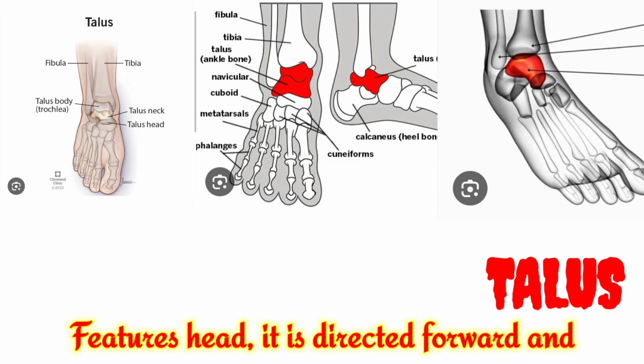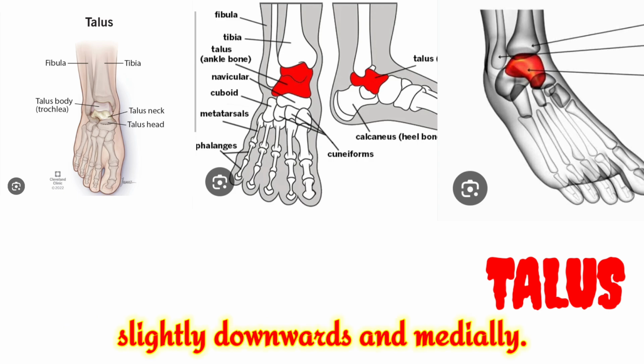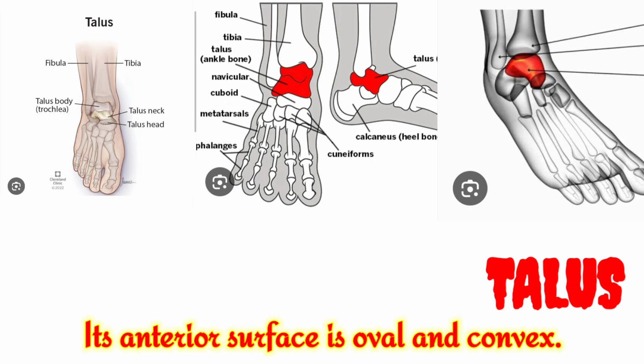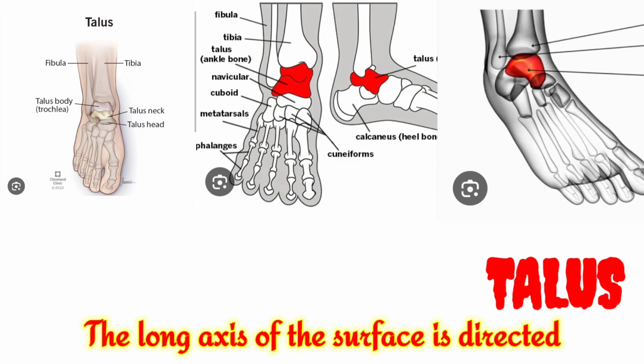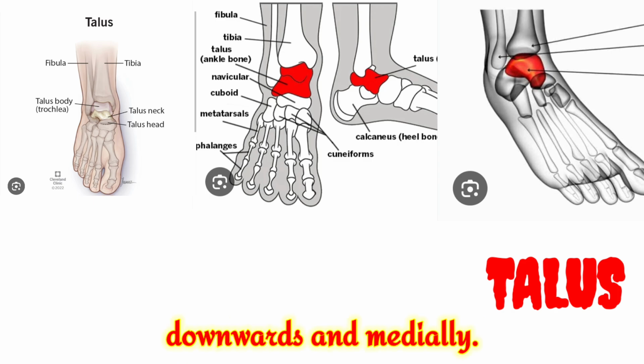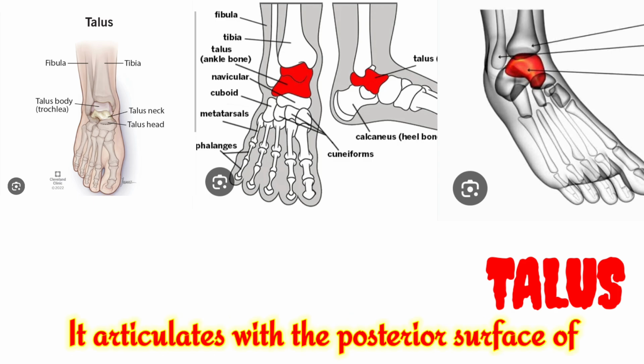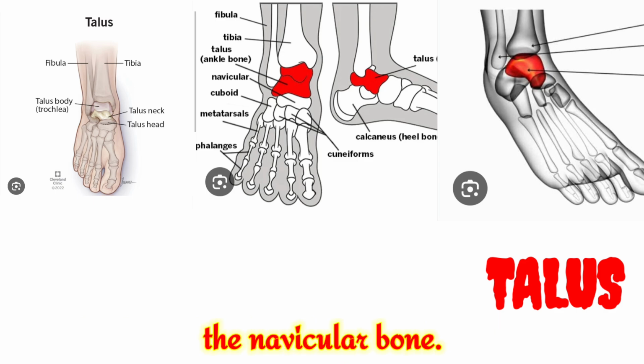Features: head. It is directed forward and slightly downwards and medially. Its anterior surface is oval and convex. The long axis of the surface is directed downwards and medially. It articulates with the posterior surface of the navicular bone.